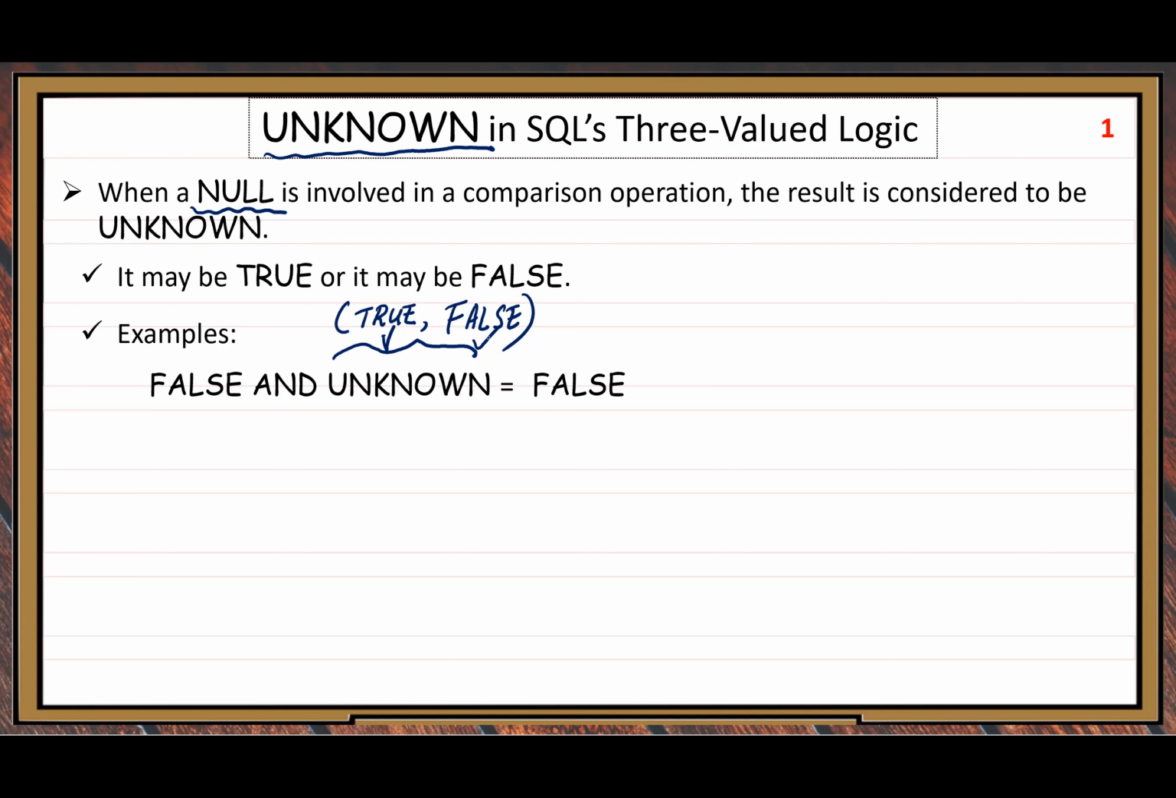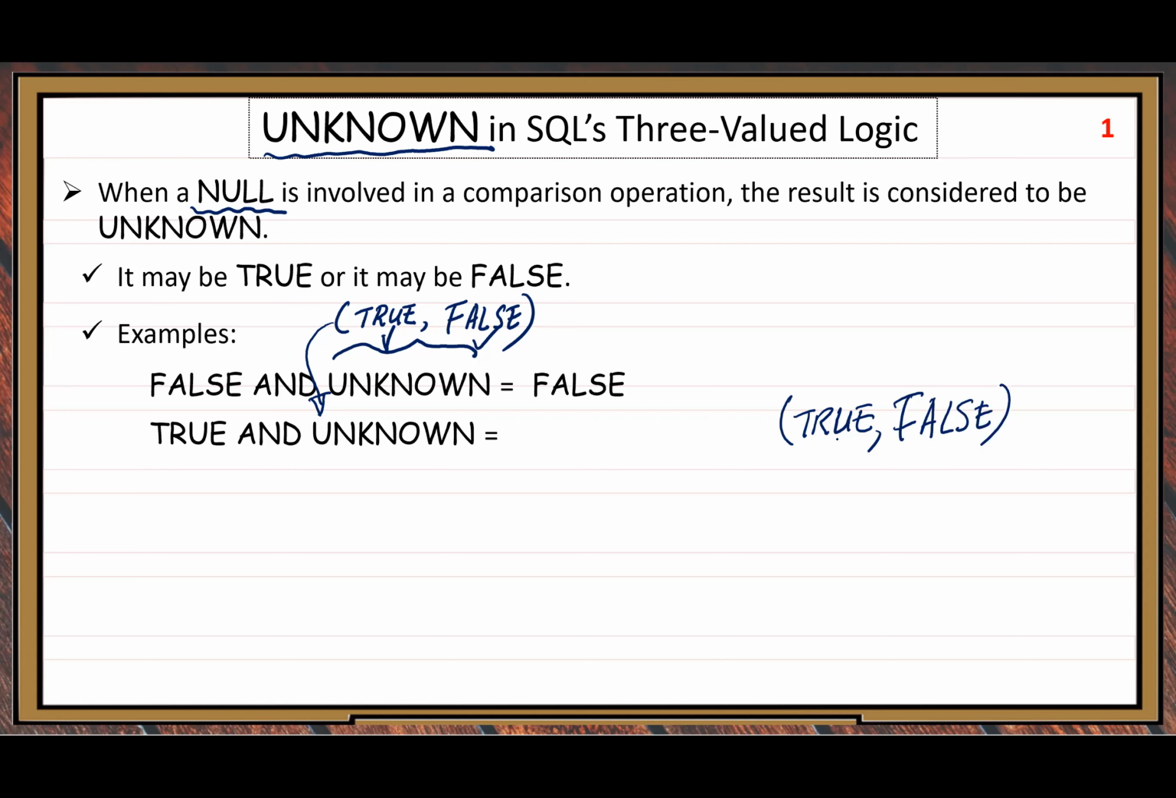That's the first example. The second example, this time, true and unknown. Look at this time. First, replace unknown with true. True and true, that's true, right? So you have true, the first case. Second, true and false, that's false. So when you replace unknown by false, true and false, you have false.